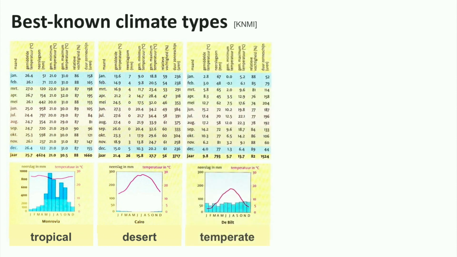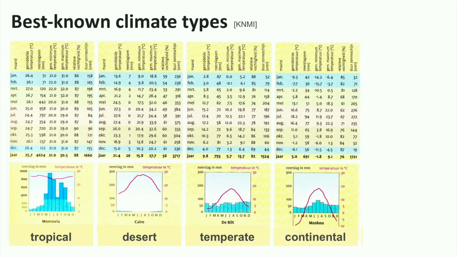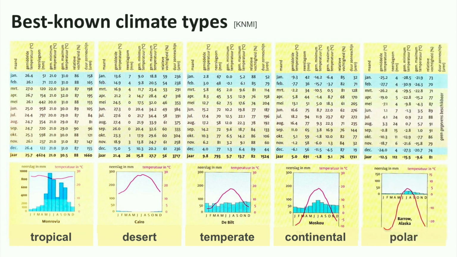Here we see the temperate climate, such as in the Netherlands. Relatively cool temperatures, not too much difference between summer and winter, and precipitation all year round, but not as much as in a tropical climate. This is the continental climate, as in Russia. It resembles the temperate climate, but is more extreme in summer and winter, and there is also more seasonal difference in precipitation. And finally, we see the polar climate, with the lowest temperatures of course, but with an enormous difference between winter and summer. There is very little precipitation, mostly snow.